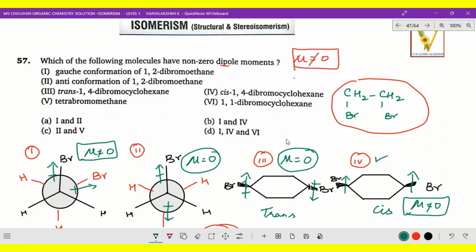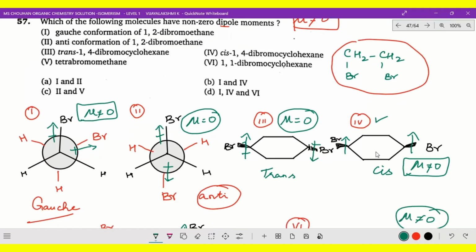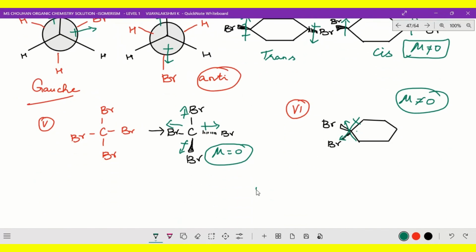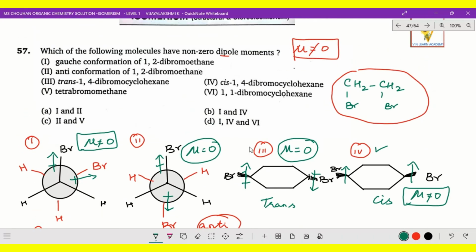I hope you got that clarity. Non-zero dipole moment: the first one, the fourth one, and the sixth one. And I think you got the idea from the diagrams of how to go for it.